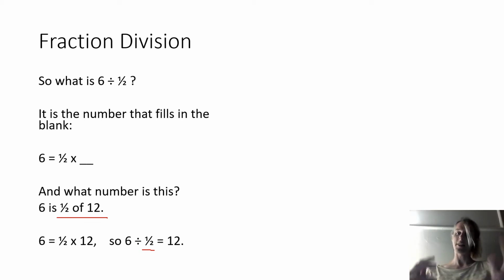Dividing by a half is the same as multiplying by 2. There's kind of a flipping thing going on here. 6 divided by half is the same as 6 times 2 over 1. In other words, dividing by a fraction is the same as multiplying by the flipped fraction. We'll write this out more explicitly soon.